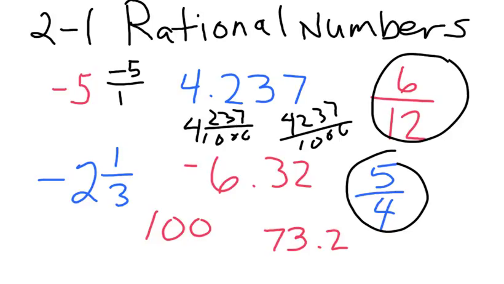Rational numbers are the numbers we use every day. All the whole numbers, all the fraction numbers, all the decimal numbers. So rational numbers are sort of like normal numbers.